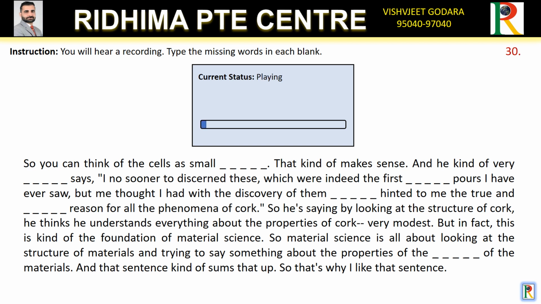So you can think of the cells as small compartments, that kind of makes sense. And he very modestly says, "I no sooner discerned these, which were indeed the first microscopical pores I ever saw, but methought I had with the discovery of them perfectly hinted to me the true and intelligible reason for all the phenomena of cork." So he's saying that by looking at the structure of cork, he thinks he understands everything about the properties of cork, very modest. But in fact, this is the foundation of material science.